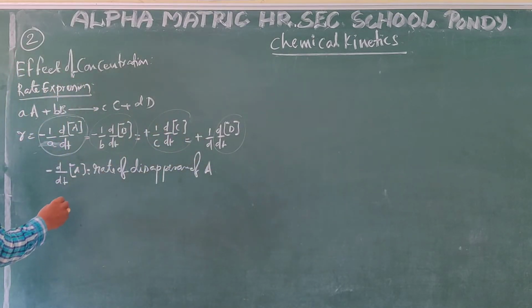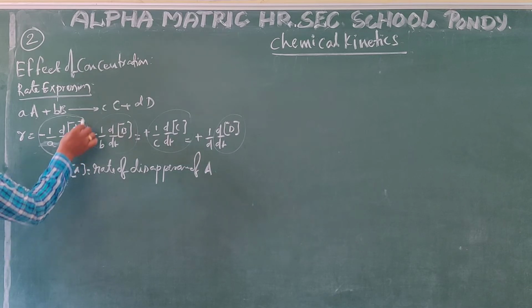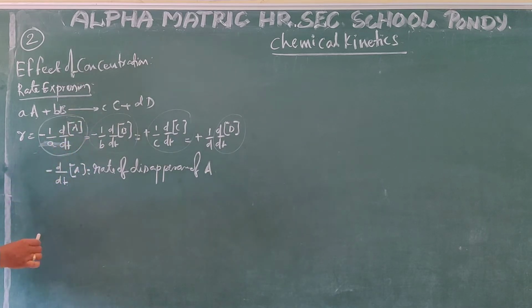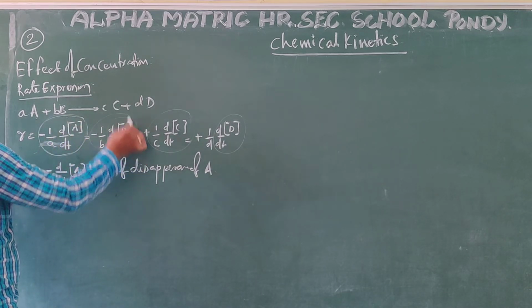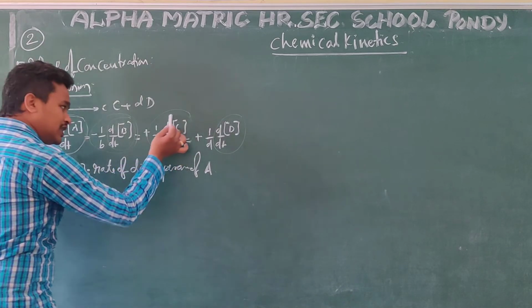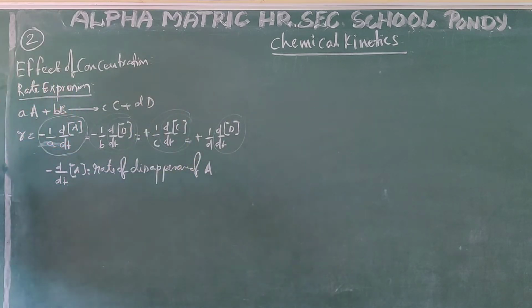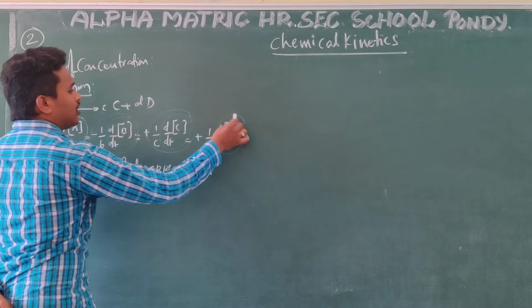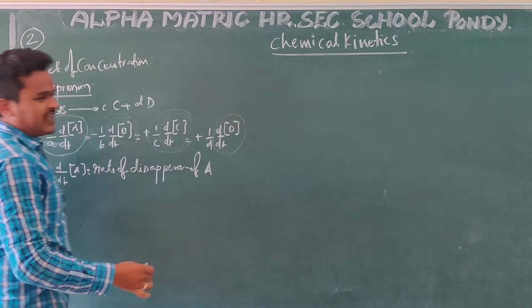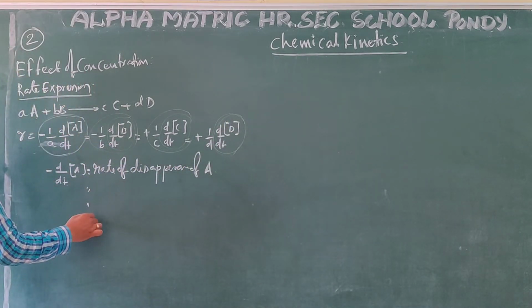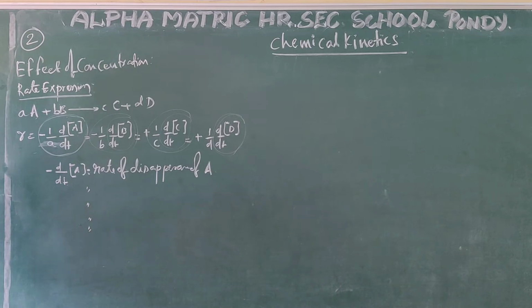In a similar way, B also you can write. This term represents the rate of disappearance of A. This term is about the rate of disappearance of B. This term is about the rate of appearance of C. This term is about the rate of appearance of D. All the four will be there here.